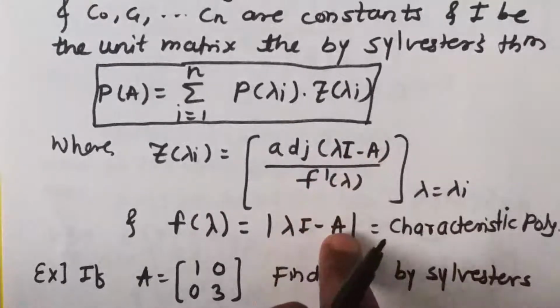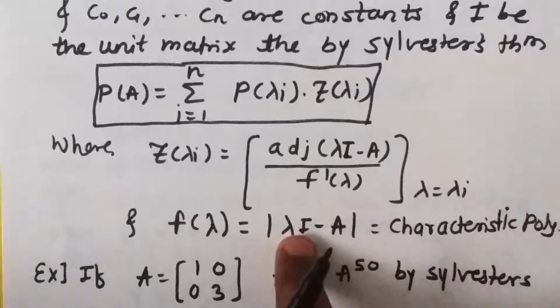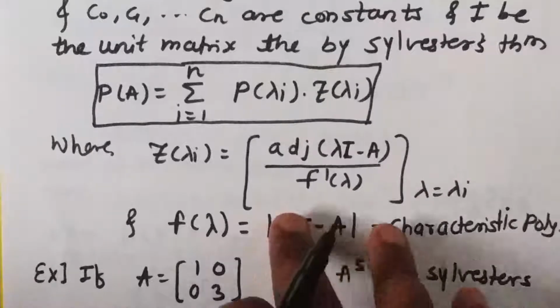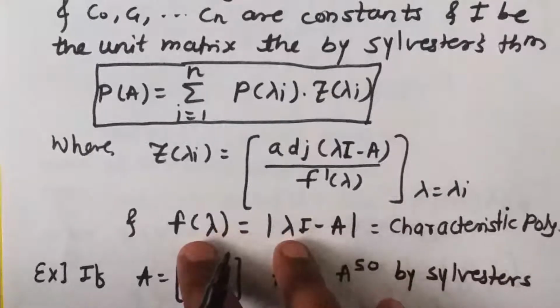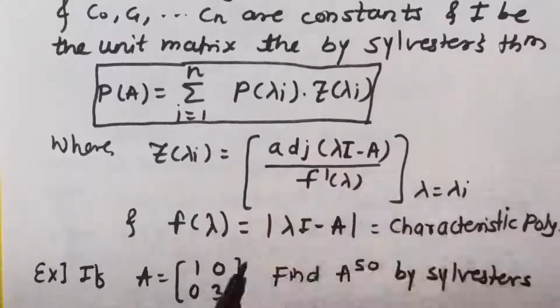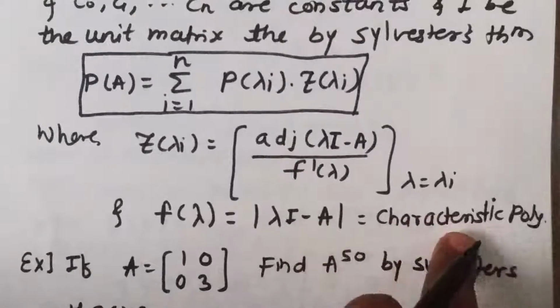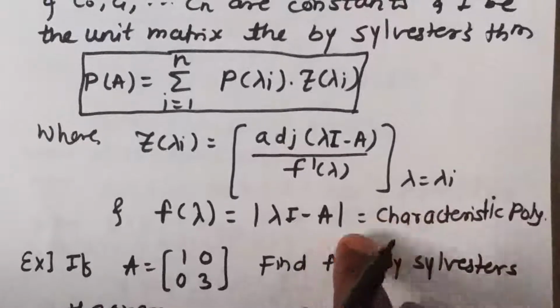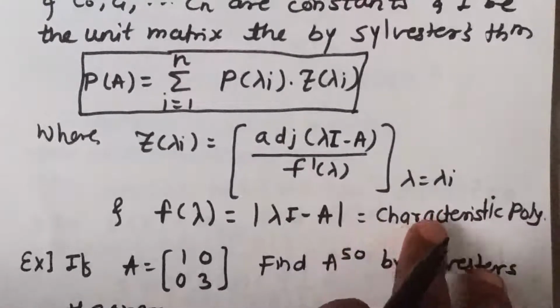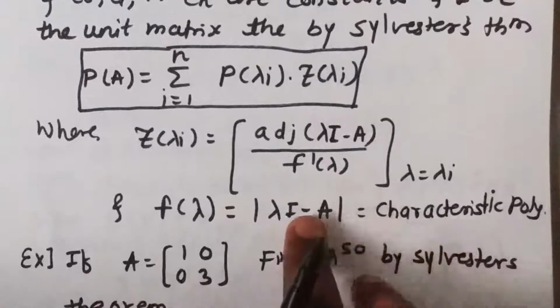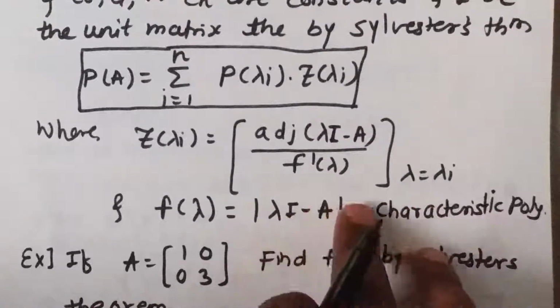First, the A matrix will be in front of you, and you can calculate lambda I minus A from that. Its determinant will be your f of lambda, and its derivative is f dash of lambda. And this determinant, when you equate to 0, you will get the characteristic equation. This is the characteristic polynomial.